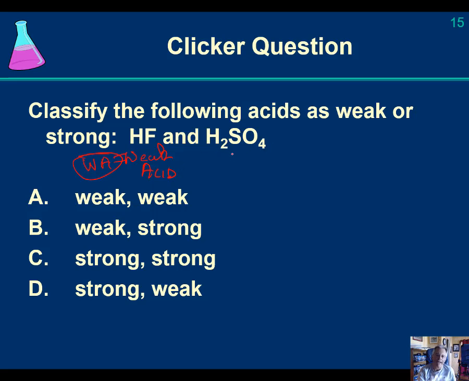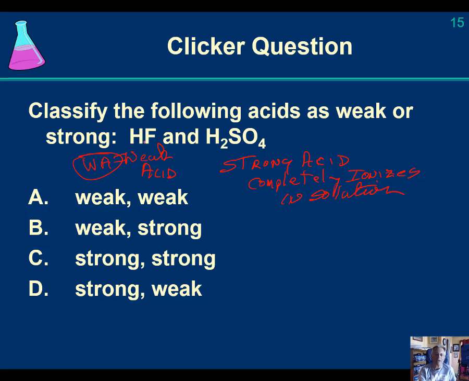This is sulfuric acid. It's a diprotic acid. It is on the list of strong acids, so this is a strong acid. Now, what does it mean to say an acid is strong? It means it completely dissociates or ionizes, which is more appropriate since these are molecular compounds. It completely ionizes in solution.